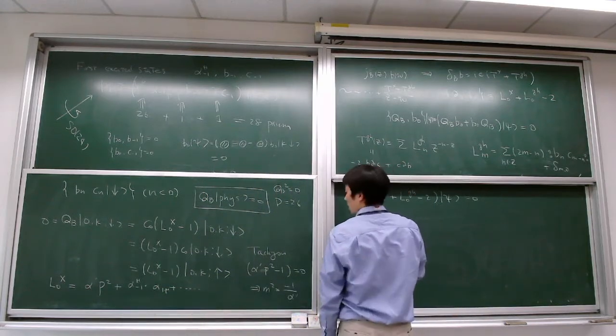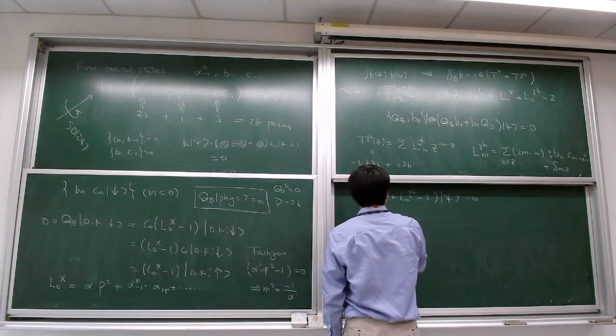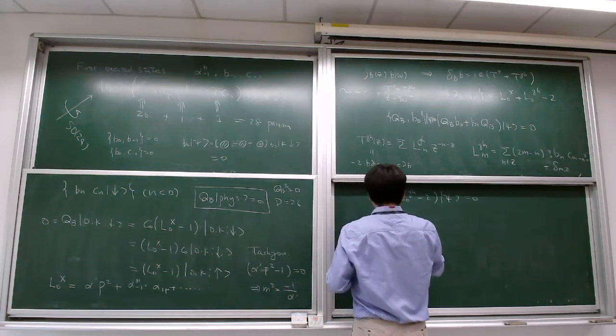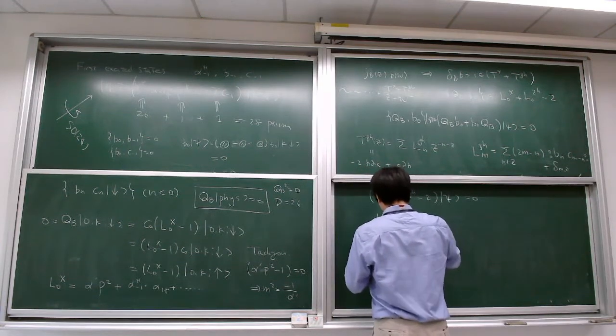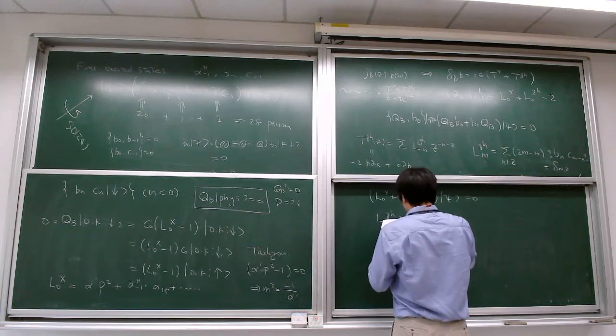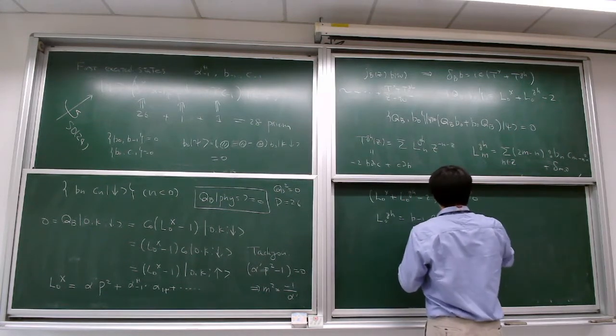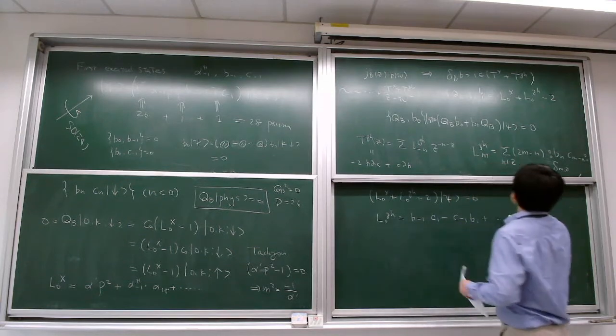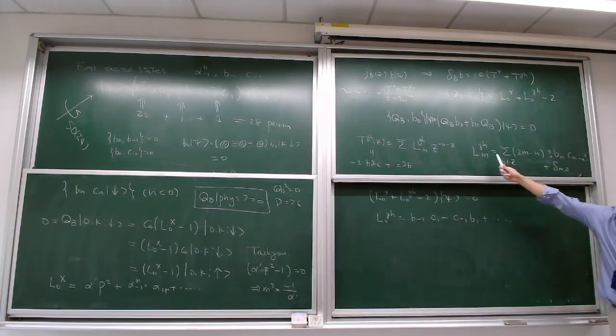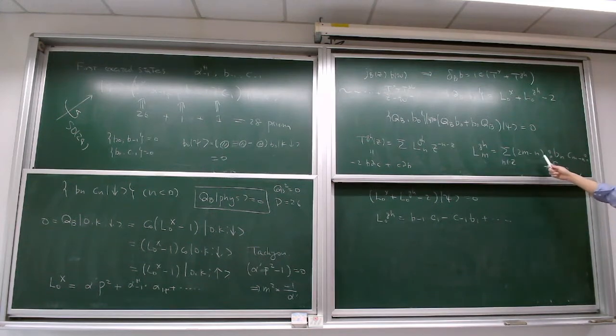And also L0 ghost is written as b minus 1, c1, c minus 1, b1, plus dot dot dot. So if you use this one, you just plug in 0 here. And the relevant part is the 1. The relevant part is 1 here, n is equal to 1, and m equal to.